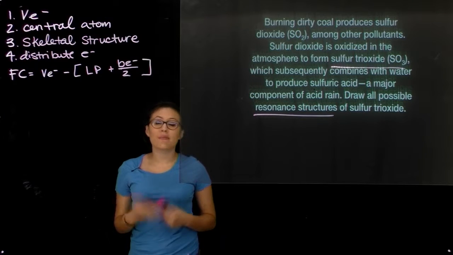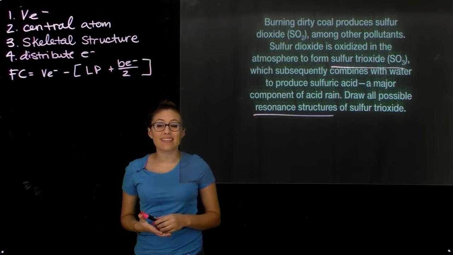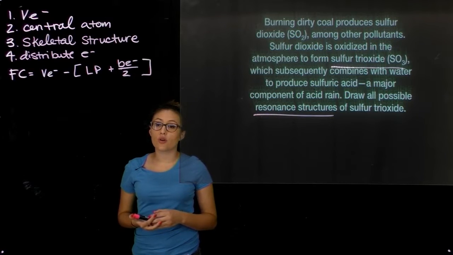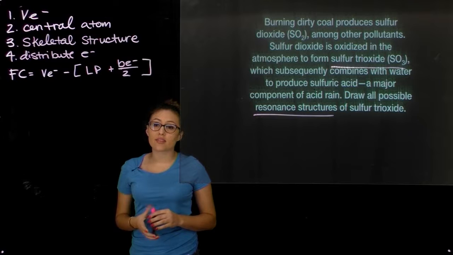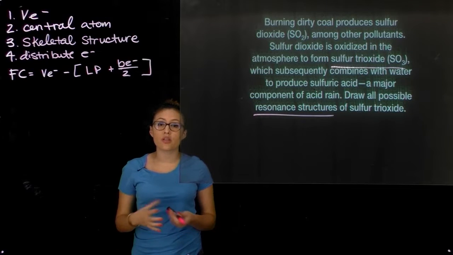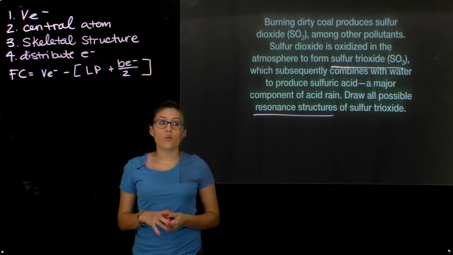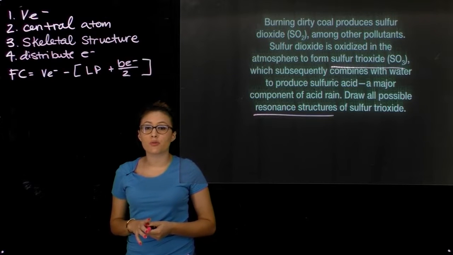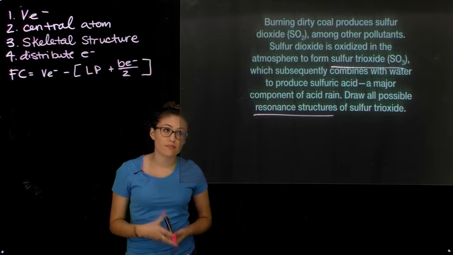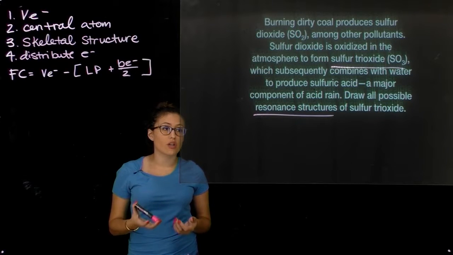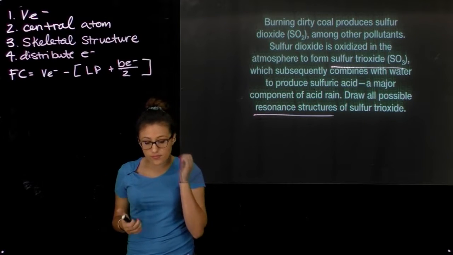Hello everyone, we're going to be answering the following question, and it states, burning dirty coal produces sulfur dioxide, among other pollutants. Sulfur dioxide is oxidized in the atmosphere to produce sulfur trioxide, which subsequently combines with water to produce sulfuric acid, a major component of acid rain. Draw all possible resonance structures of sulfur trioxide.